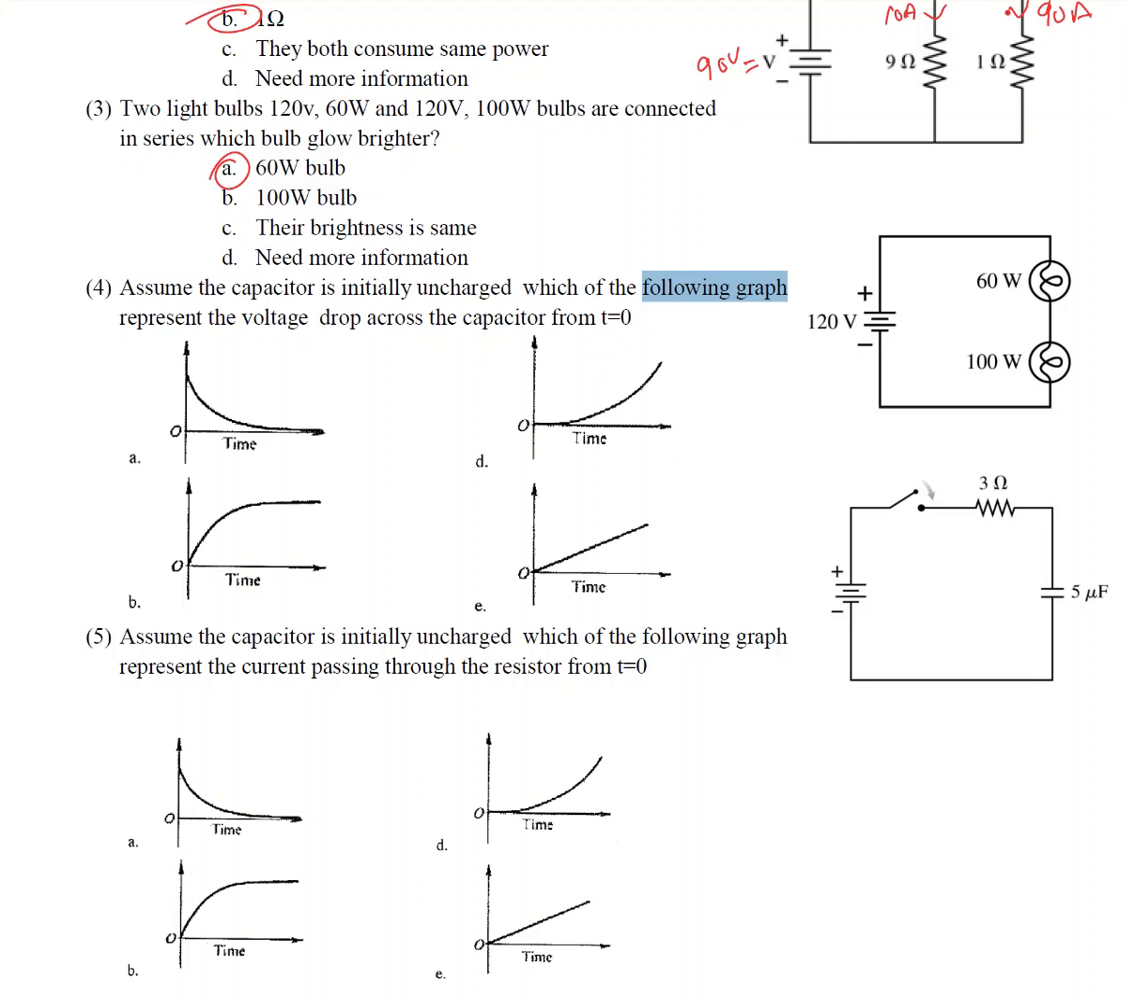Next one, assume the capacitor is initially uncharged. Which of the following graphs represents the voltage drop across the capacitor from t equal to 0? We know that a capacitor acts like an open circuit once it is fully energized, but while it is energizing it will act like a short circuit initially. So it is going to be in exponential format.